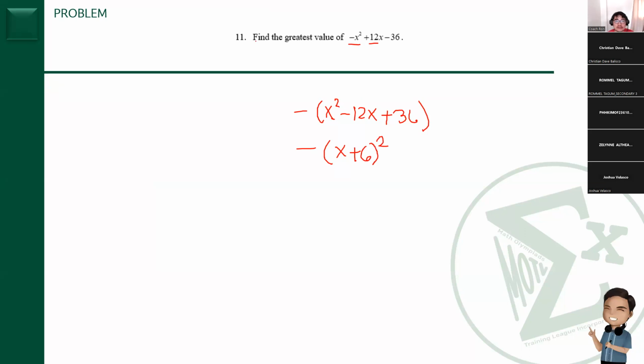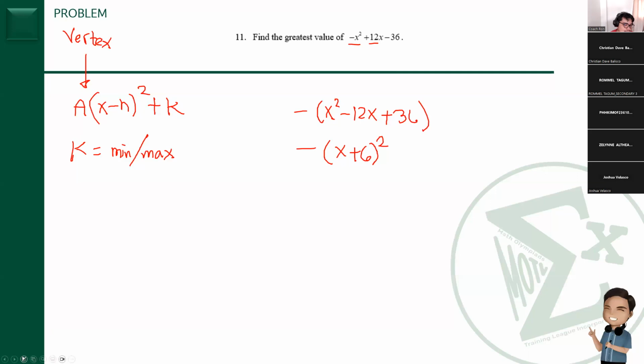What if you're familiar with the vertex form? I'm sure that's in your lessons already. Vertex form of a parabola is in the form a(x minus h) squared plus k, where k is the min or max. So what we're actually looking for is it x? Oh yeah, thanks for that one. X minus 6.